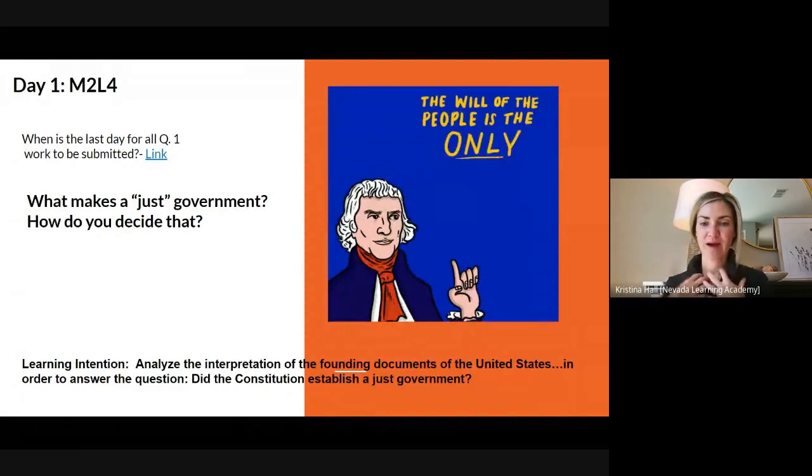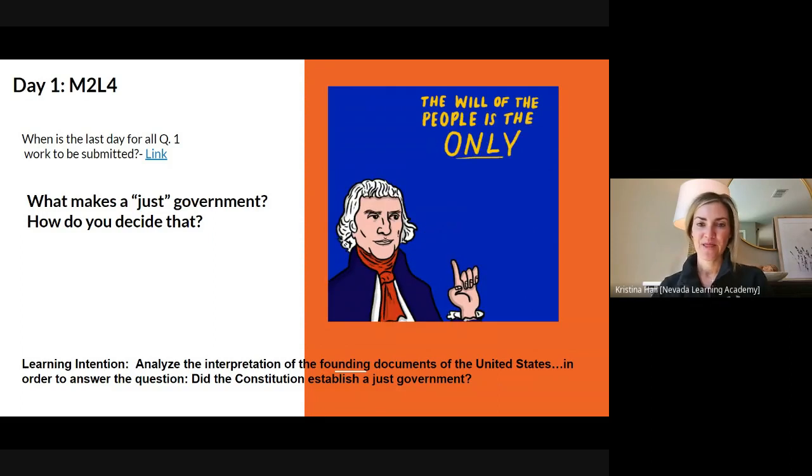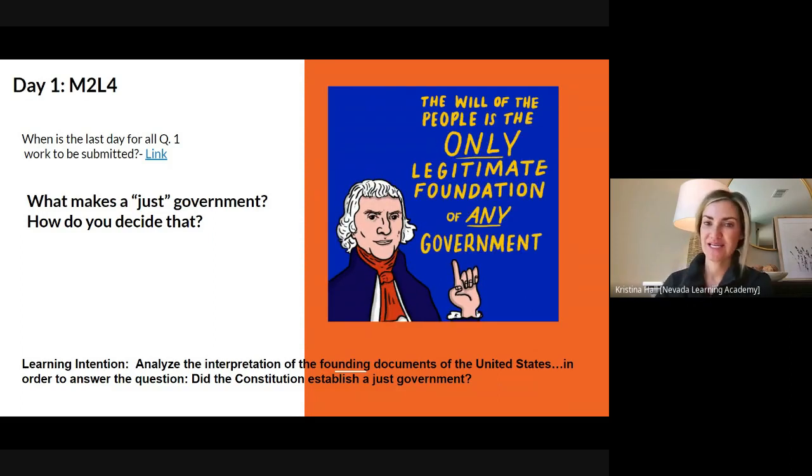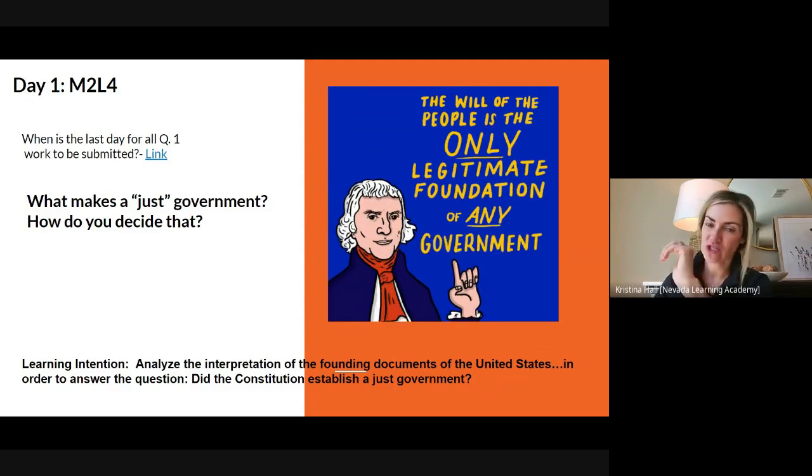Next Friday is when my grades are due, but your grade book closes on Monday the 2nd. Okay, on Monday the 2nd. All right, so you cannot turn things in next Wednesday, next Thursday, next Friday, because I have to get grades in. All right, so that's why it's up, and that's for all your teachers. This is school-wide, no exceptions, okay?